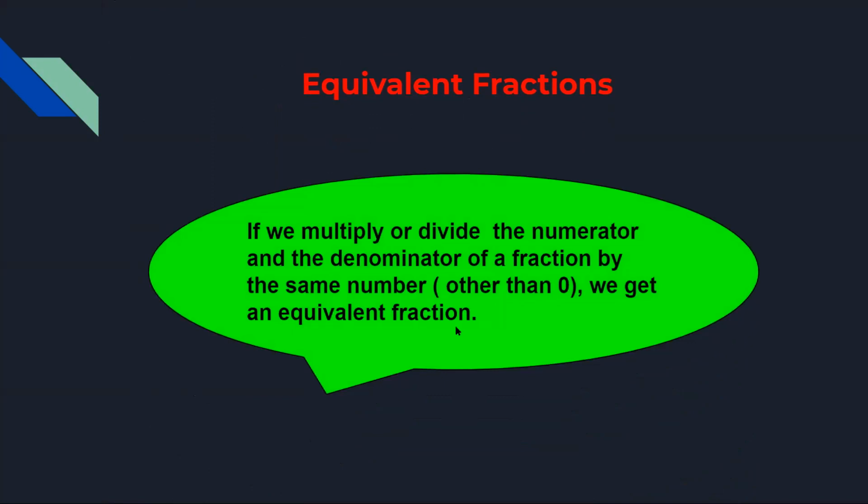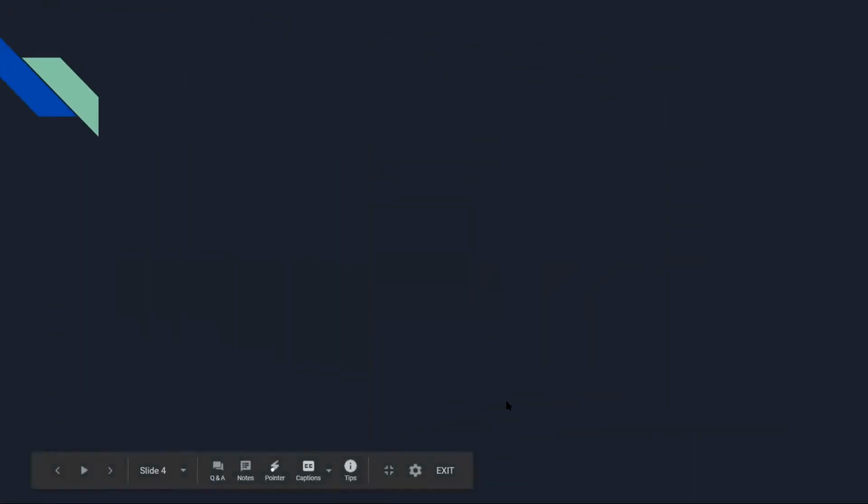How will we get the equivalent fractions? If we multiply or divide the numerator and the denominator of a fraction by the same number other than 0, we will get an equivalent fraction. We get equivalent fractions in two ways: the first is by multiplication and the second is by division. But when we multiply or divide, the number should be the same for the numerator as well as the denominator, and the number should not be 0. Any other number except 0.